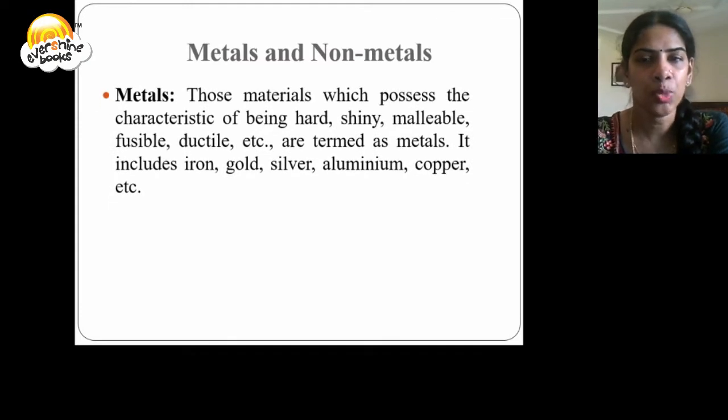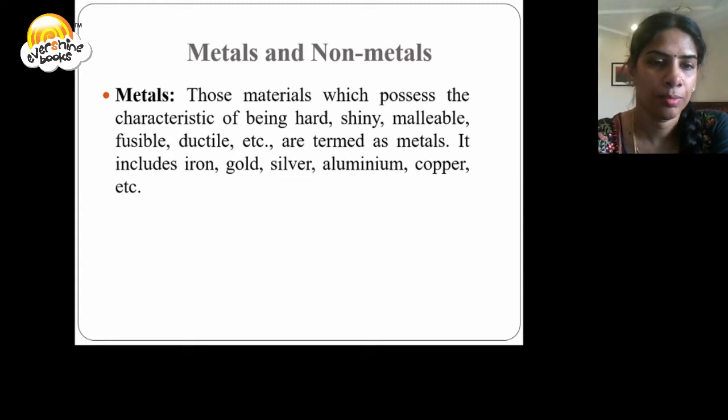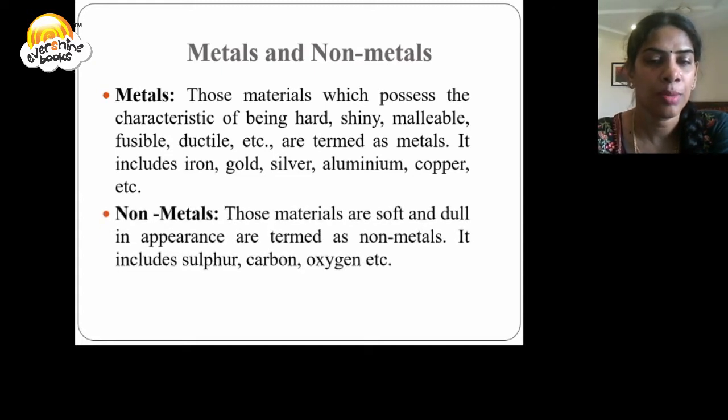Metals are materials which possess the characteristics of being hard, shiny, malleable, fusible, ductile, etc. It includes iron, coal, silver, aluminium, copper, etc. Non-metals are materials which are soft and dull in appearance. It includes sulfur, carbon, oxygen, etc.